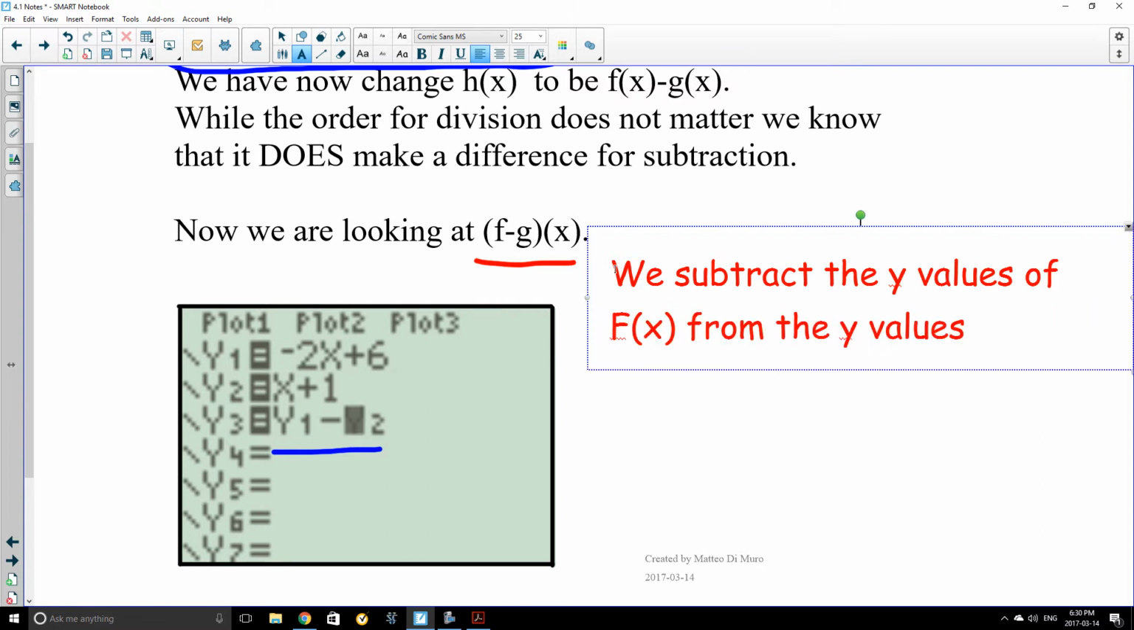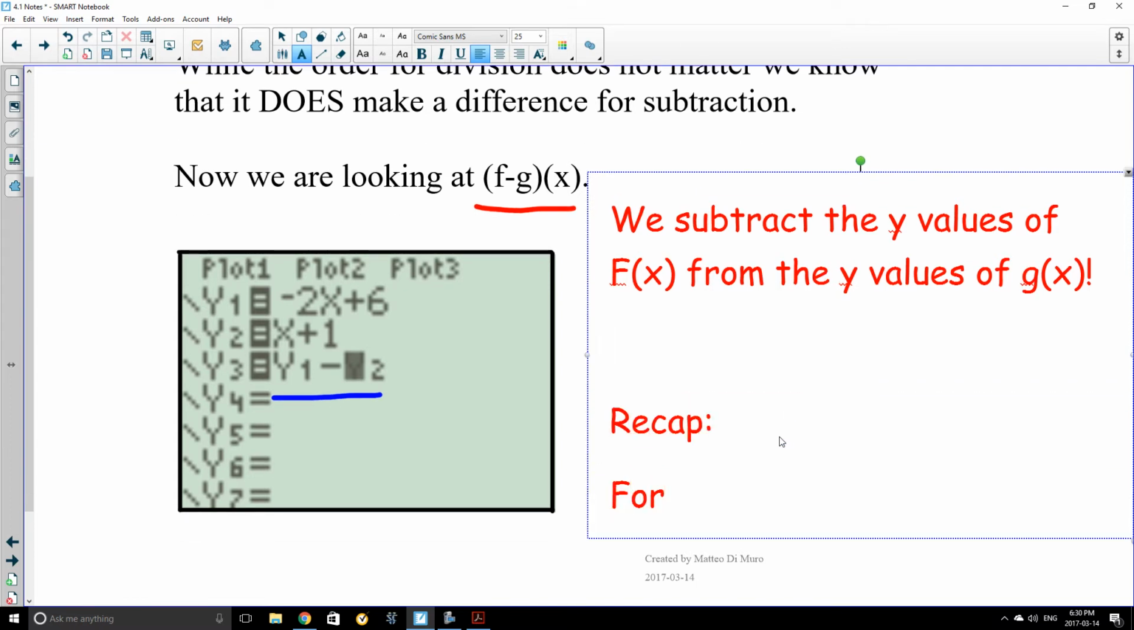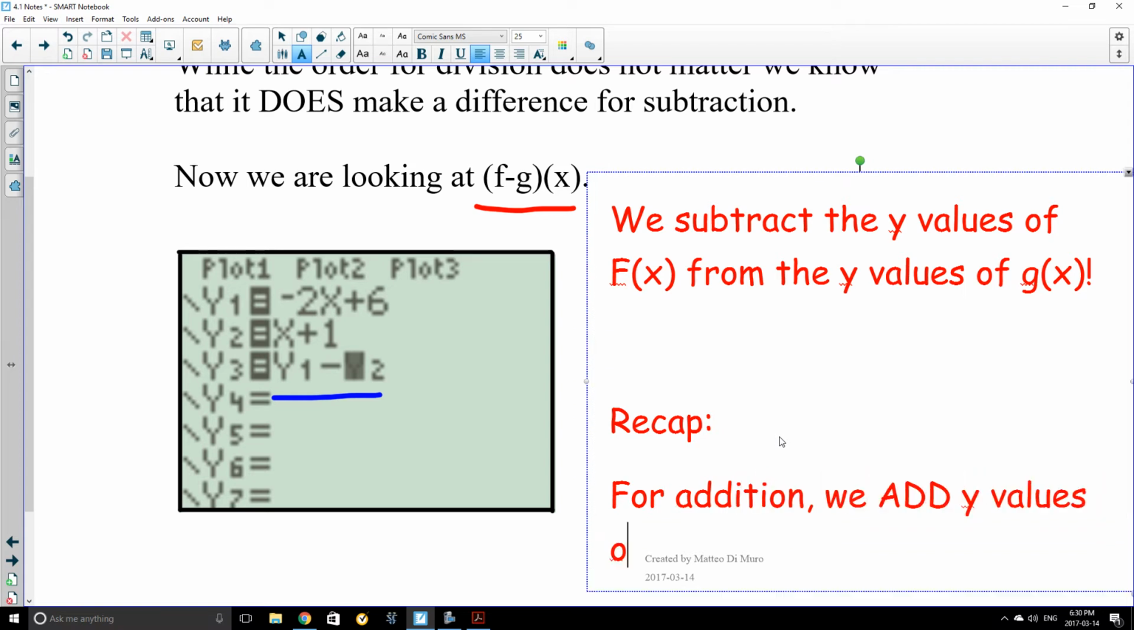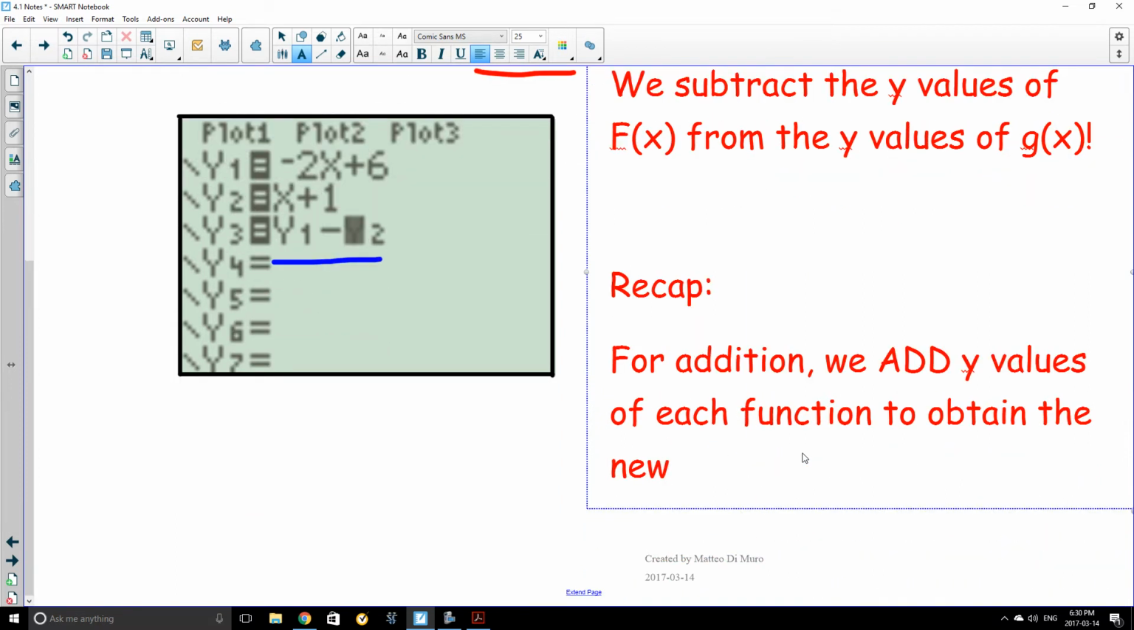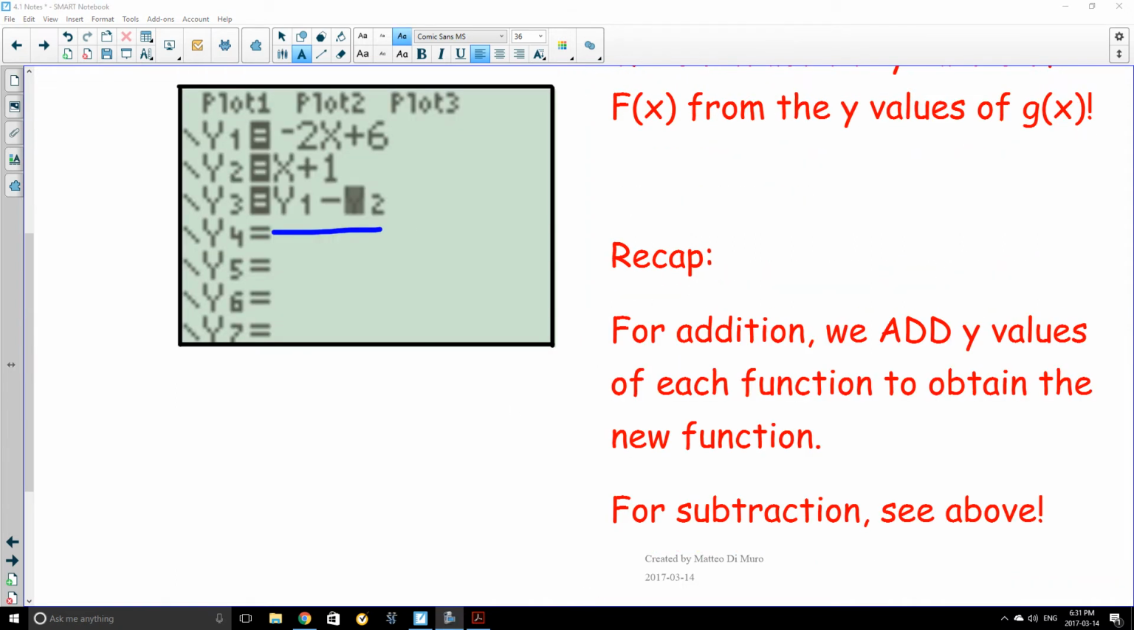That's pretty much it. So we're just taking the y values on f of x and subtracting the y values on g of x. We can do a little recap. For addition, we add y values of each function to obtain the new function. For subtraction, well, I'm going to say see above. If you flip the page in the notes, again, I have that subtraction on your graphing calculator. It's just so ugly compared to Desmos.